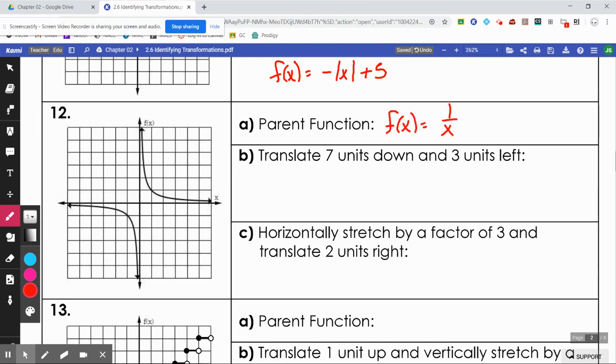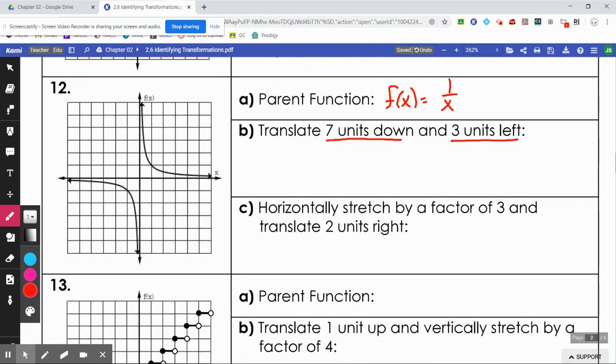Next up, the parent function here looks like f of x equals 1 over x. Now we want to translate that 7 units down, so that'd be vertical. 3 units left would be horizontal. So we're going to take our function. Let's start with the 3 units left. That'd be 1 over. It's always backwards. So to move it left, we're going to take our x and add 3 to it. And then to move it 7 units down, we're going to take the whole thing and subtract 7.